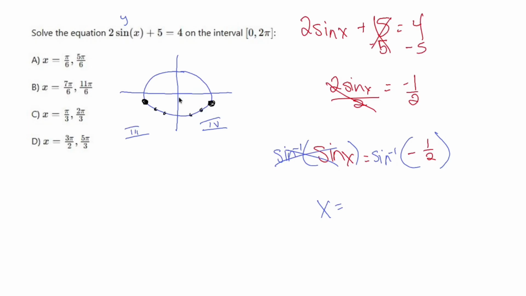Okay, so the top dot on this one is going to be 7 pi over 6. And the top dot on that one is going to be 11 pi over 6. So x is going to equal 7 pi over 6, 11 pi over 6, which is going to be B.